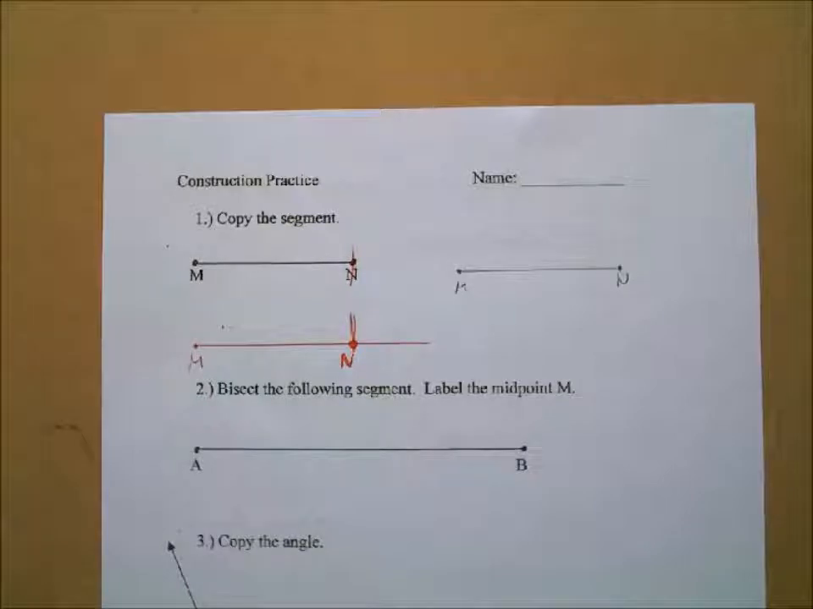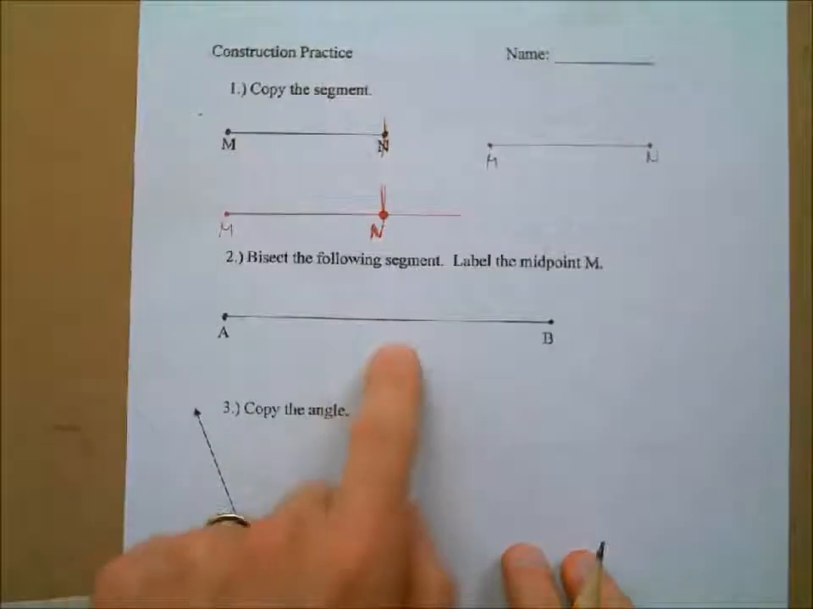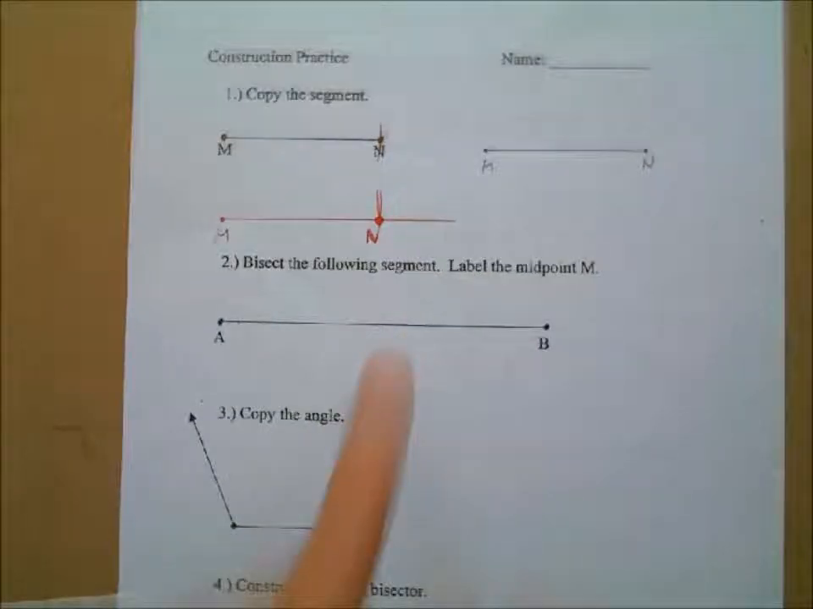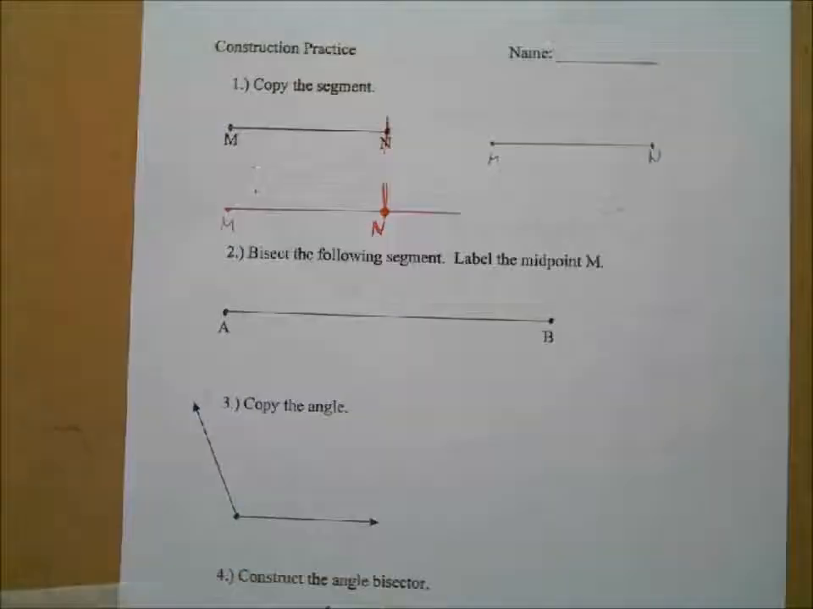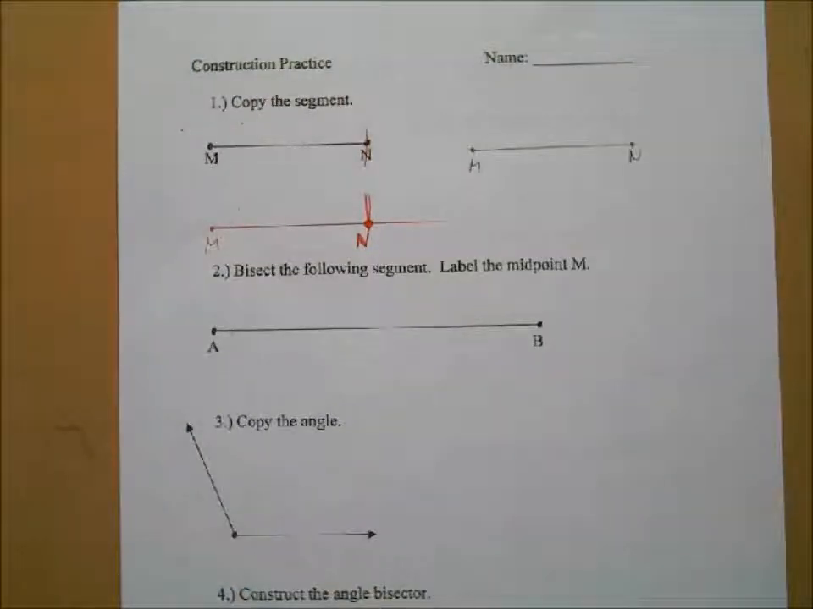Okay, next we're going to be bisecting a segment. Okay, so when we bisect a segment, that means we are finding the what? Midpoint. Okay, so compass first. This is going to be a mess for me at least, because my stupid thing is way too loose.